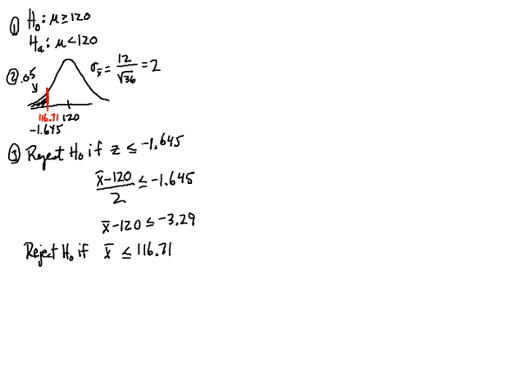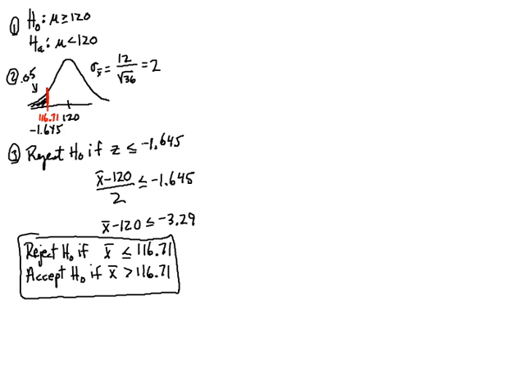But in this case, because I'm analyzing type 2 error, I'm going to go ahead and accept H sub 0 if my sample average x bar is greater than 116.71, and create what is called a decision statement or a decision rule.